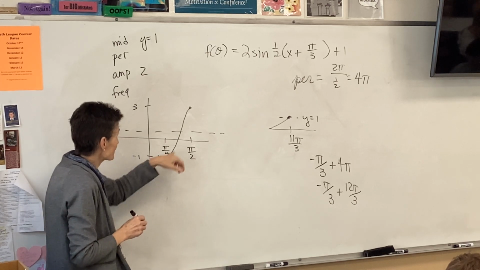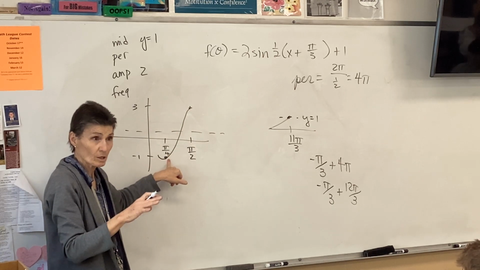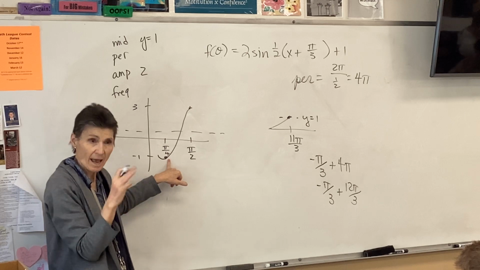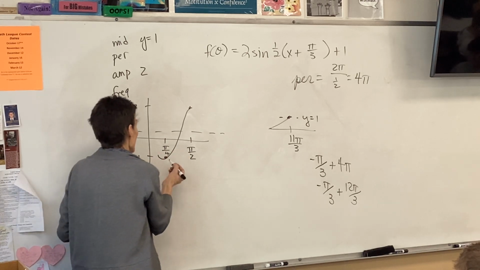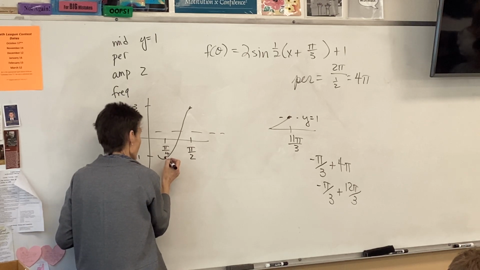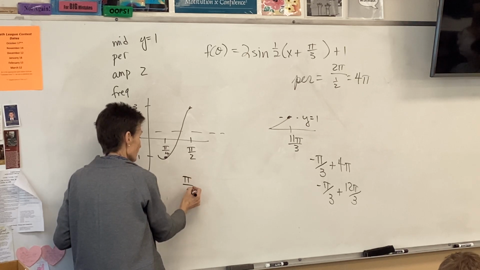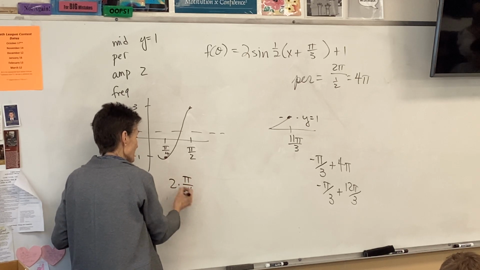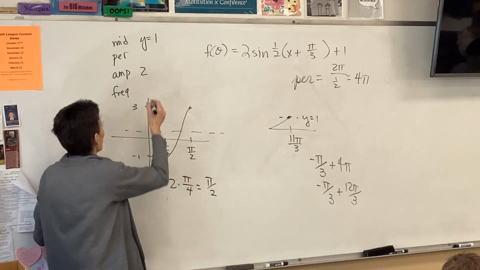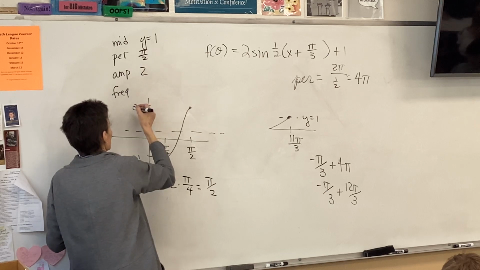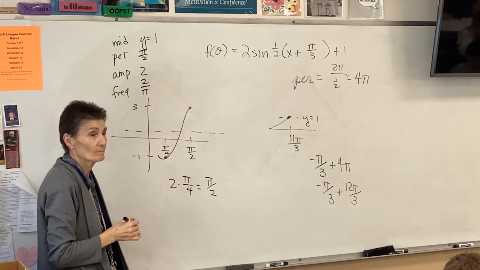Now, max to min, whether it's a sine or a cosine, max to min is half a period, right? It's half the picture. So, how far is it from the minimum to the maximum? Pi over 4. So that's got to be doubled. So my period's pi over 2. And if my period is pi over 2, then my frequency is 2 over pi.